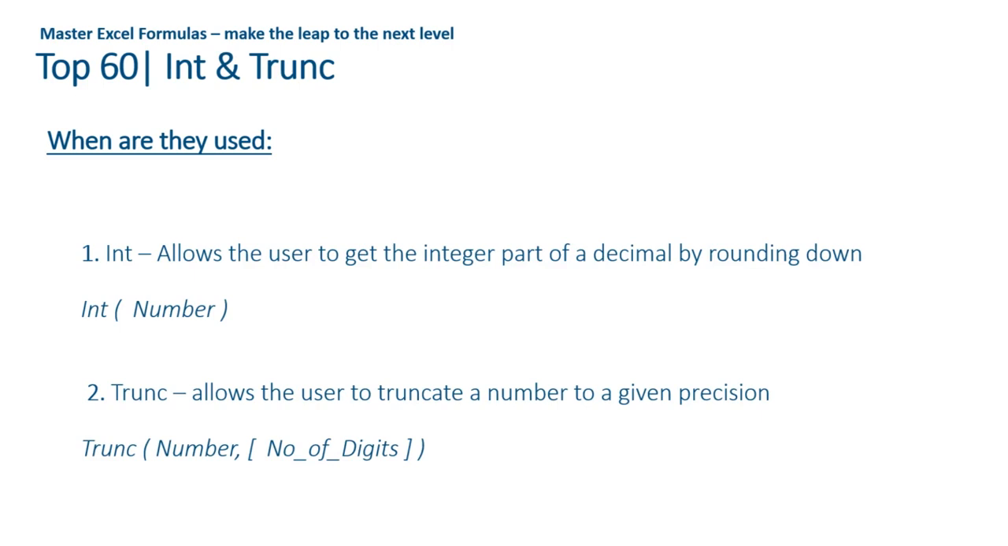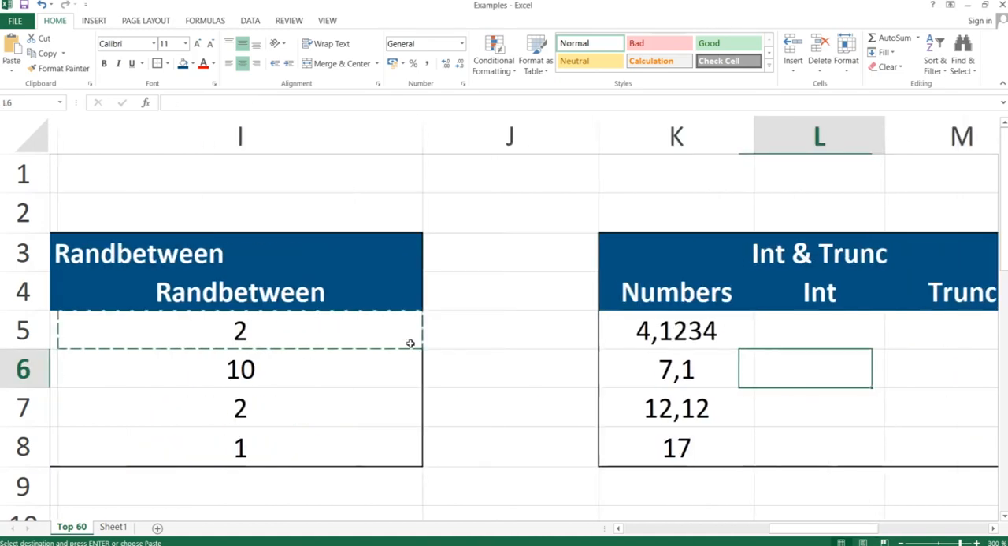We have the next set of formulas, which are INT and TRUNC. Both formulas allow the user to get the integer part of a decimal by rounding down, for example. TRUNC will do that as well if you do not specify anything in the optional part of the formula, which is the number of digits. I can show you now how these two formulas work in practice.